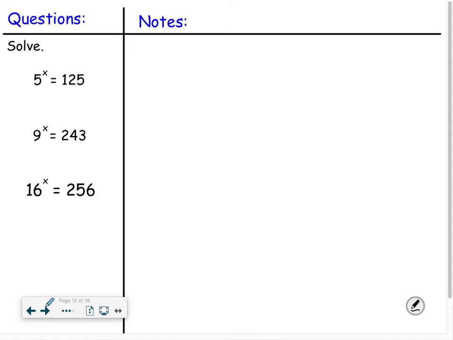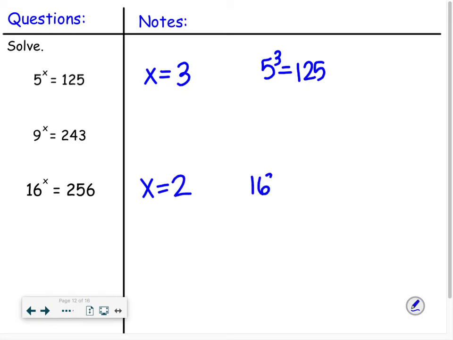Now we're going to move on to solving some equations. I think that you can probably figure out 2 of these. So I think you can figure out that the first one, x equals 3, because 5 to the 3rd is 125. And maybe you can figure out this bottom one, 16 to the 2nd power equals 256. The one in the middle, though, 243, that's not a power of 9.